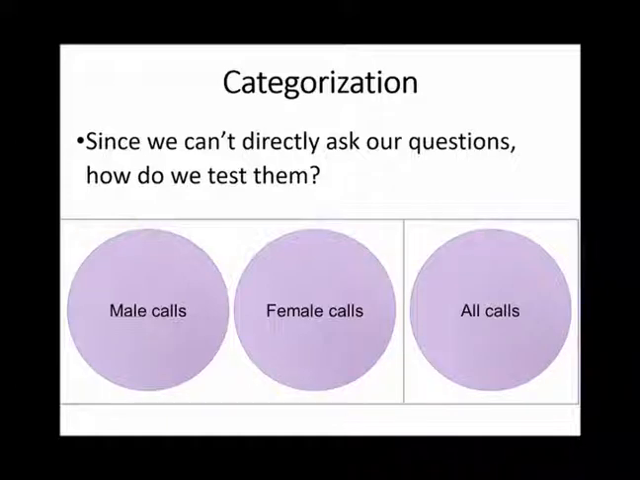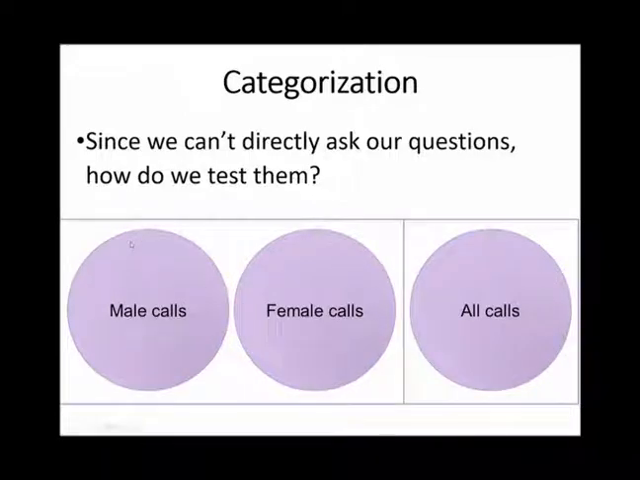You can't just ask them, is it male or female? So instead we have to make a couple of assumptions. And we're going to do this using what's called categorization. Instead of asking, is this a male or is this a female, we're going to ask, do the birds treat all male calls the same, and do they treat those male calls differently from female calls? Or do they treat all types of calls, all male and female produced calls, the same?